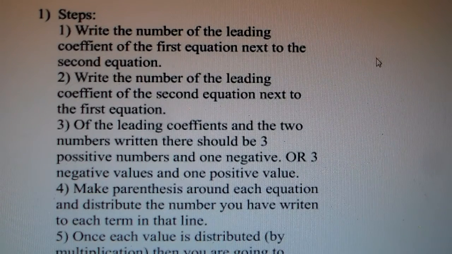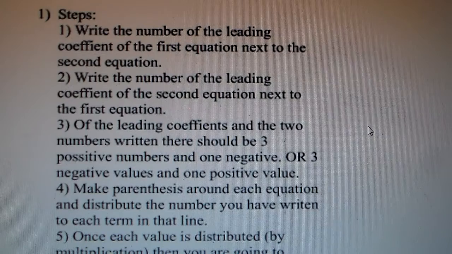Step 1 is to write the number of the leading coefficient of the first equation next to the second equation. Step 2, write the number of the leading coefficient of the second equation next to the first equation. Step 3, of the leading coefficients, the two numbers written there should be 3 positive numbers and 1 negative, or 3 negative values and 1 positive value. Step 4, make parentheses around each equation and distribute the number you have written to each term in that line.